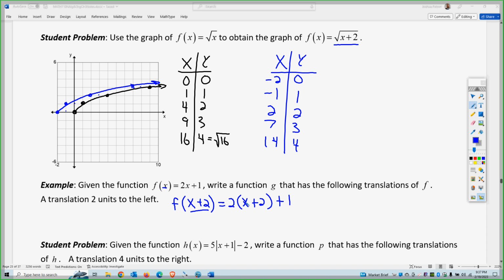So that gives me a new function, which we're now going to call g. So g of x is the new function, which is 2x plus 5, because we have 2 times 2 plus 1 more is 5, essentially. All right, pause the video. Try the student problem for yourself.